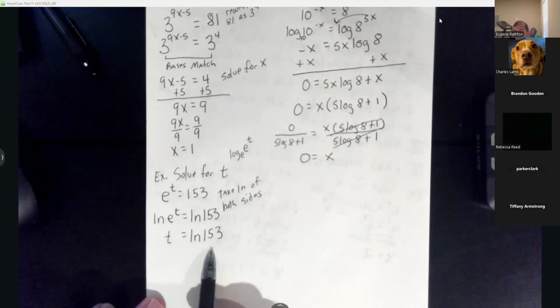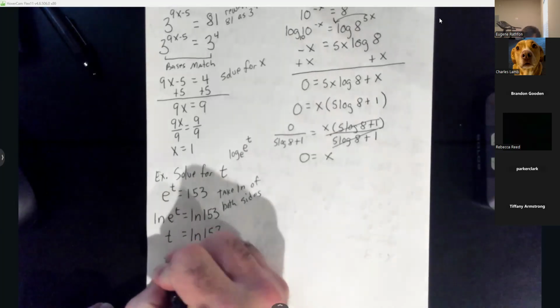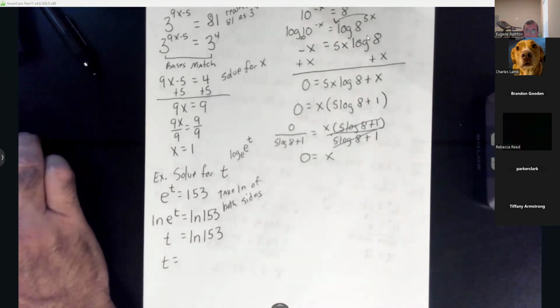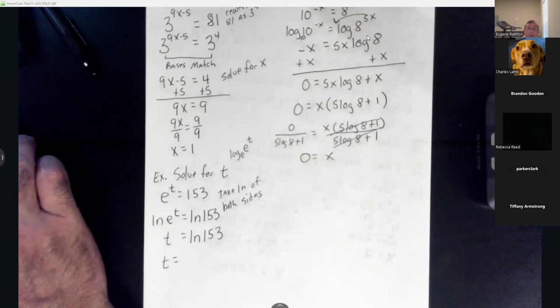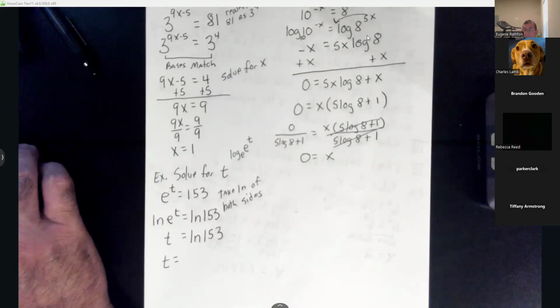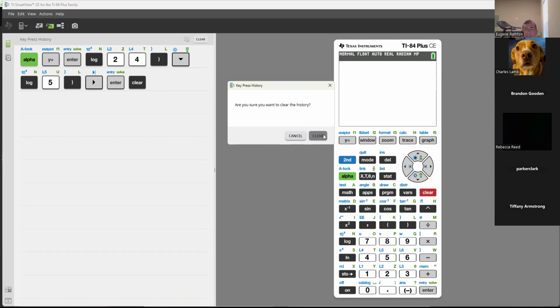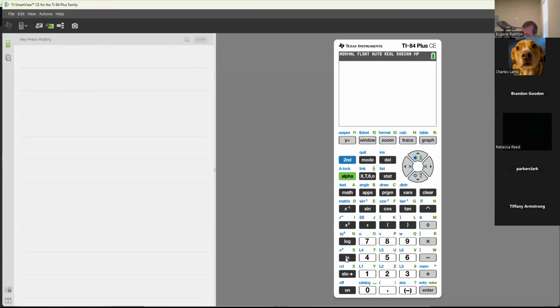So since we got an ln on this one, we're going to go to the calculator and round that to 4 decimal places. So y'all, let's pull up our calculator. So I'm going to pull that out to 4 decimal places. So ln is on the front. And then let's put in our 153 and enter. And we're getting a 5.03.